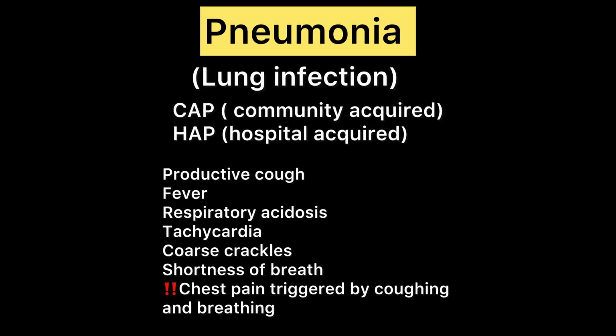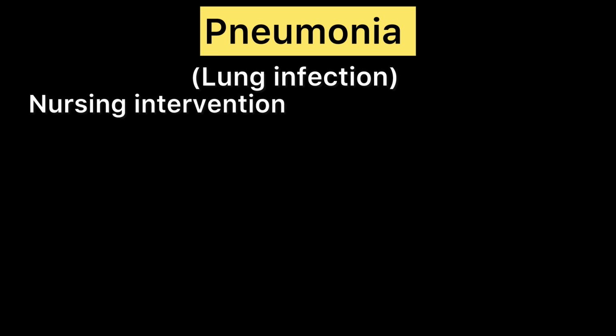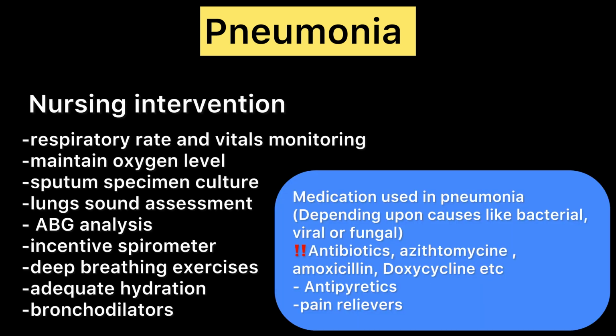The next topic is pneumonia, which is also known as lung infection. There are two types of pneumonia: community acquired pneumonia and hospital acquired pneumonia. The symptoms and nursing managements are likewise same as the conditions we studied before. The medications used in pneumonia depend upon the cause, like bacterial, viral, fungal. Antibiotics like azithromycin, amoxicillin, doxycycline are mainly used in these conditions. Antipyretic and pain reliever are the supportive treatment for the pneumonia.